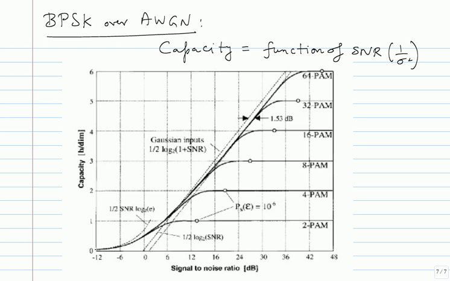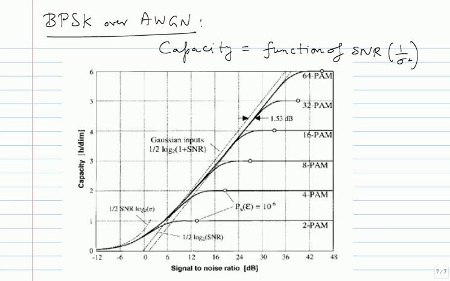Let's just look at the capacity for BPSK. There's also an interesting point there, which says probability of error is 10 power minus 6. That is for the uncoded case. Suppose I do BPSK without any coding. At what SNR will I achieve 10 power minus 6 probability of error? That is that point. You see, that point is roughly around 13 dB or so. Around 13 dB, you will get 10 power minus 6 probability of error.